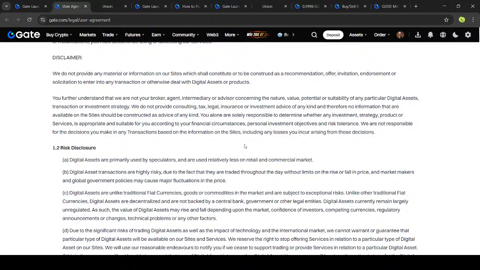advice of any kind. You alone are solely responsible to determine whether any investment strategy, product or service approach is suitable for you according to your financial circumstances, personal investment objectives and risk tolerance. We are not responsible for any decision you make in any transaction based on the information on the site, including any loss incurred as a result of the discussion.